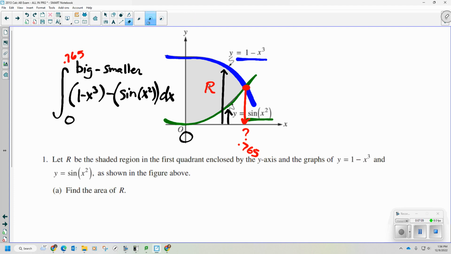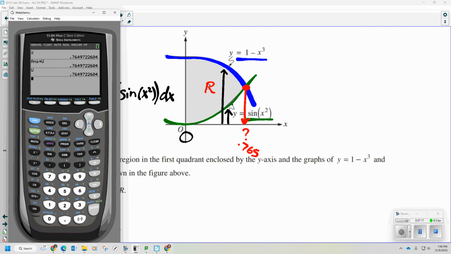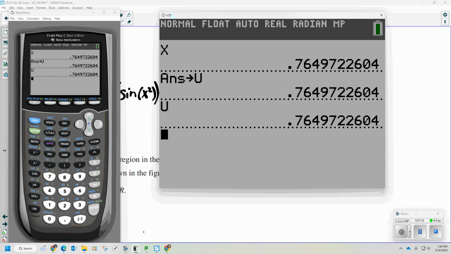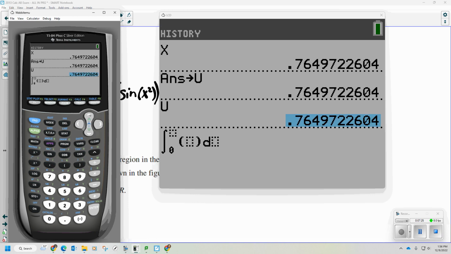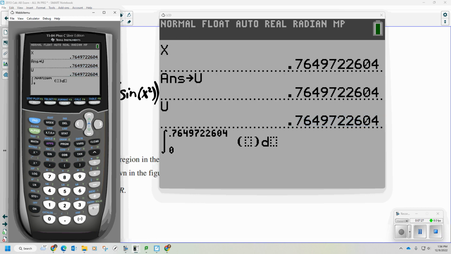I don't need this anymore. I think you guys got the gist. It's the bigger minus the smaller. I'm just going to throw this in the calculator. So math 9 is the integration, from 0, and I suppose I can go for my upper bound. I could just hit enter there. Will that put it in there? Oh, it did. I could have put U as well.